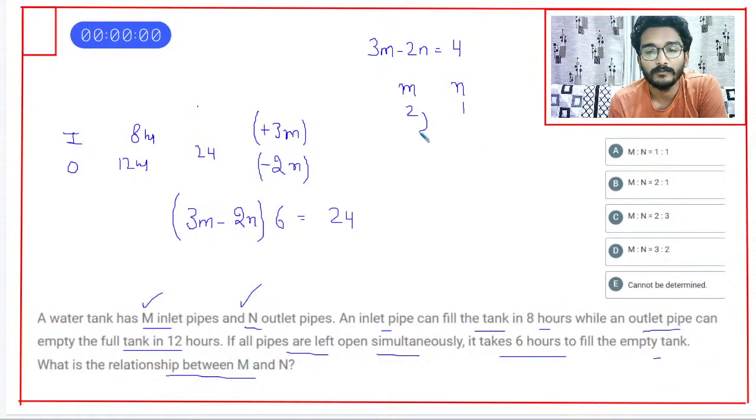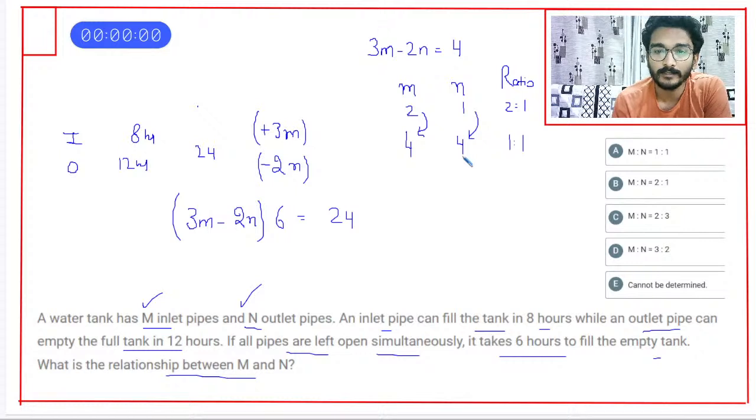To find the next value, I'll increase the value of M by the coefficient of N. It would be 2, it would become 4. It would be increased by 3. So it is 4. The ratio is 2 is to 1 here, but the ratio is 1 is to 1. Of course, when you add a certain quantity, the ratio changes. So the ratio keeps on changing here. So that is why the answer is C and D.